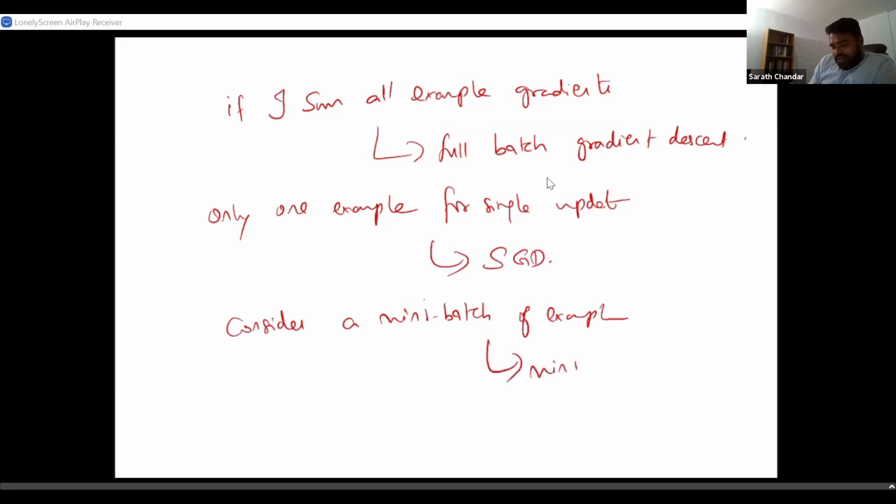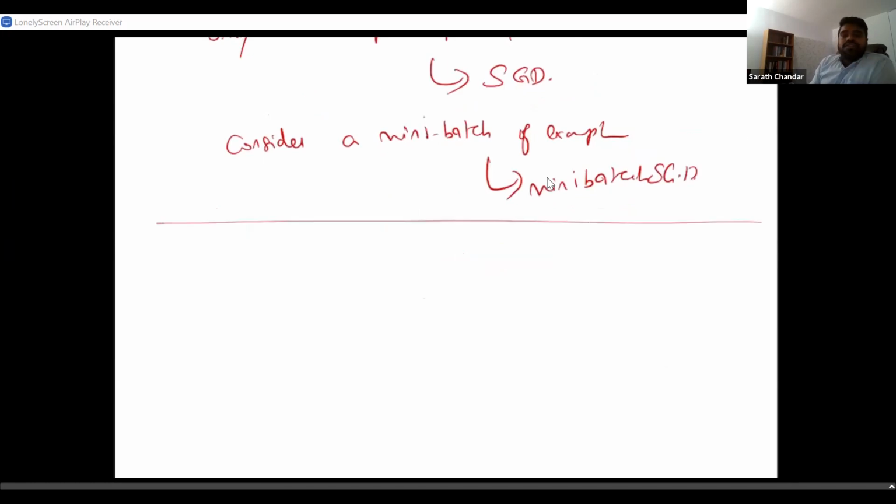And that becomes mini batch gradient descent. Mini batch stochastic gradient descent. Is that clear? Okay, so now this algorithm can be efficiently implemented, like when you're actually implementing it for yourself.